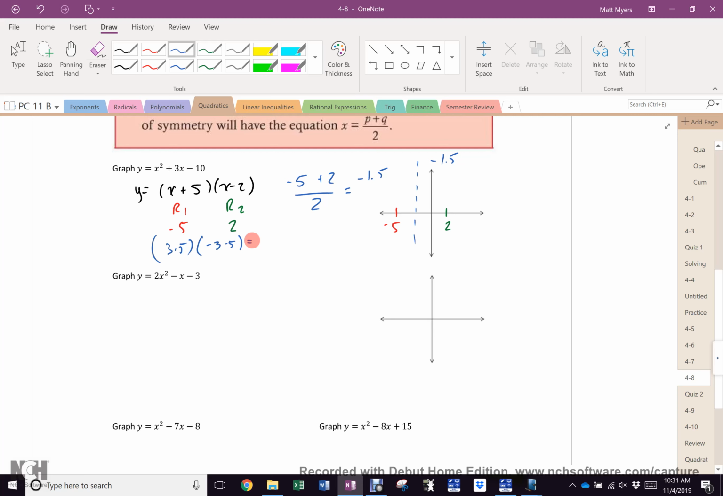Negative 12.25. So my vertex is what? The vertex needs two coordinates. Negative 1.5, 12.25. Right? Now, you are smart kids, yes? Watch. If I went this way 3.5, right? That means I went this way 3.5, right?